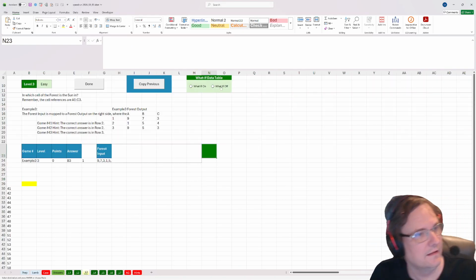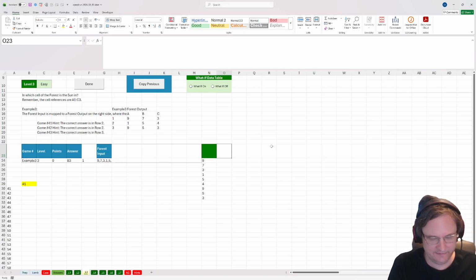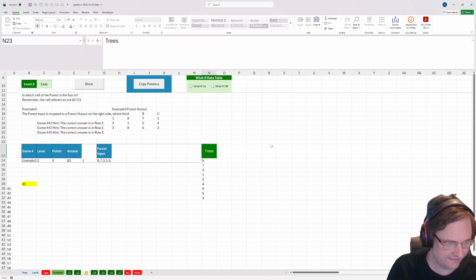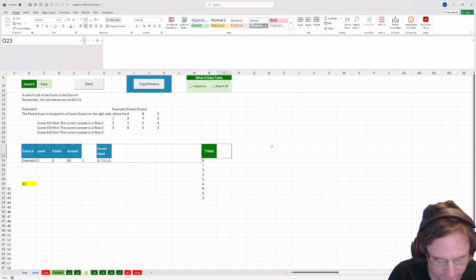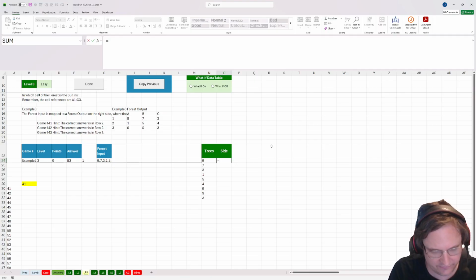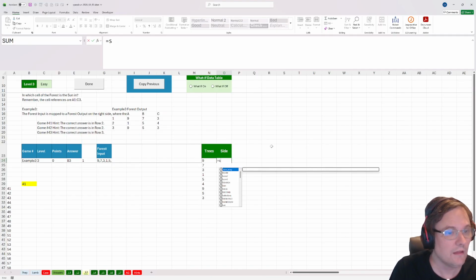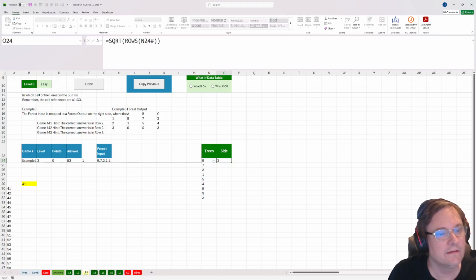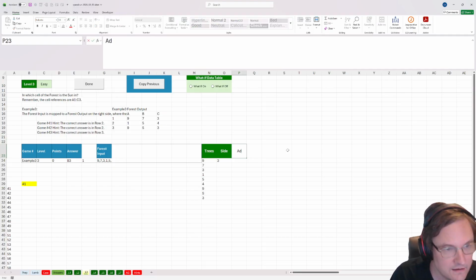Then in level three, I need to know, so these are the trees. I need to know the side of the square, right? What's the side length? So the square root of the rows of this is how big it is on a side.